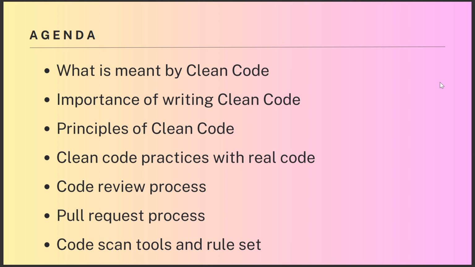Finally, we will look into the different code scan tools and the different rule sets that get applied, and how you can find out which rules your code has violated. The tools will also suggest solutions which you can apply to get rid of the violations and make your code perfect again as per the quality standards.